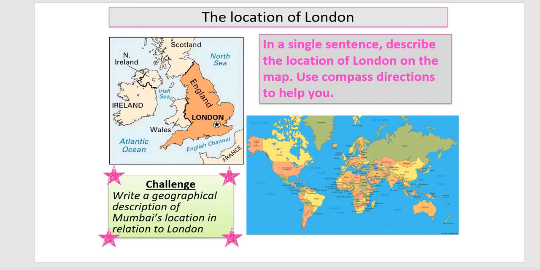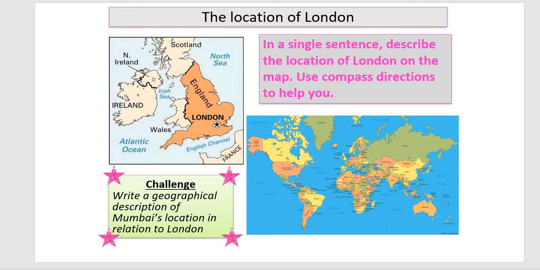So let's start off by having a look at London and where it's located. All you're going to need to do is, in a single sentence, just describe the location of London on the map using compass directions to help you. So here it is there, and so you should be able to do that quite easily.